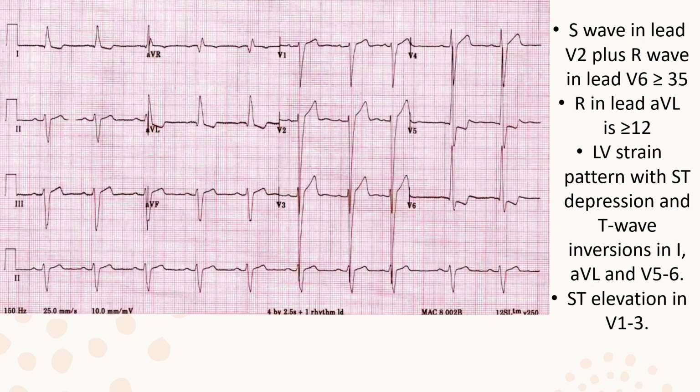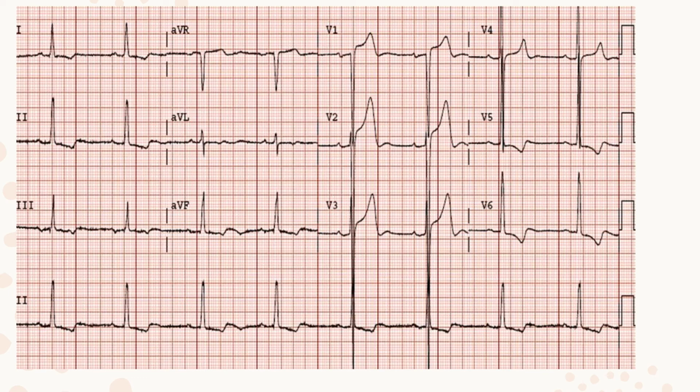My P waves look a little wide. They're not necessarily notched, but they do look a little bit wide to me. So it might go along that they have some left atrial enlargement as well, but I would definitely see this as left ventricular hypertrophy. Okay. All righty. Ooh, look at this one.